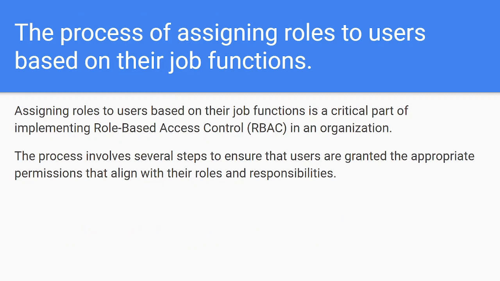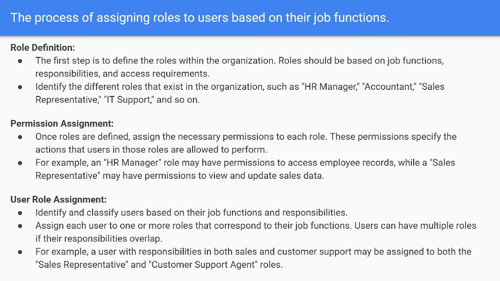So now, the process of assigning roles to users based on their job description is a critical part of implementing role-based access control in an organization. The process involves several steps to ensure that users are granted appropriate permissions that align with their roles and responsibilities. So now let's see the steps involved when you are assigning roles to users.